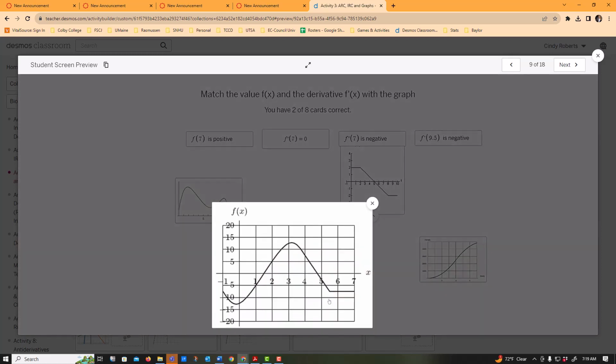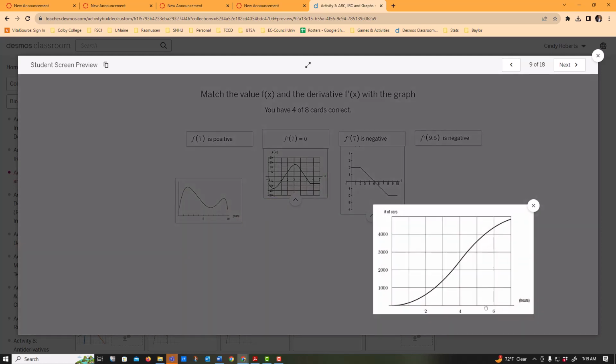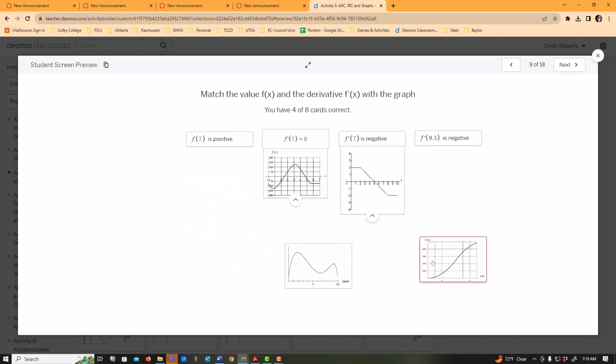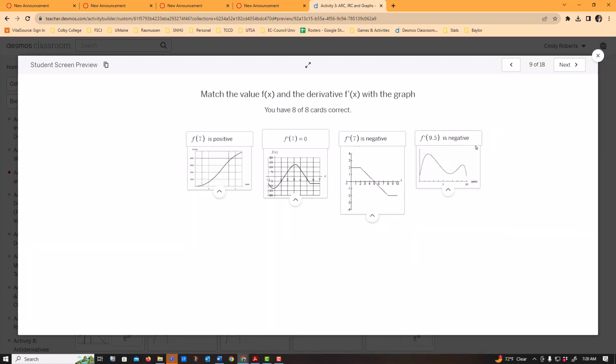You can click on these to make these bigger. I can see here f prime of 7 is 0, because again, this is the slope. Here I can see that f of 7 is positive, and I don't even see 9.5 on this graph, so that can't be that one. Finally, f prime of 9.5, so it's saying at 9.5, and it might be in between here, right? Because this is 5, 6, 7, 8, 9, so in between here, it looks like that slope is going down, and that's what it means to be negative. Woohoo, 8 of 8.